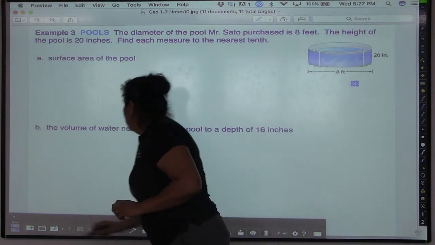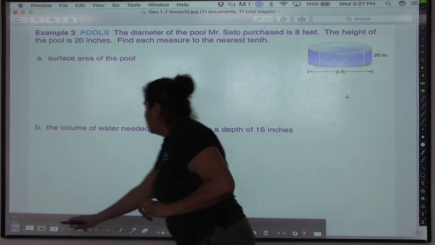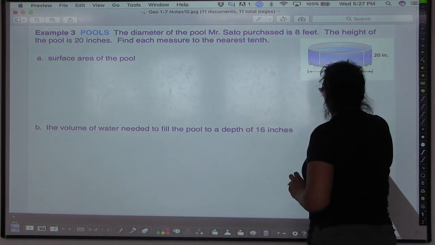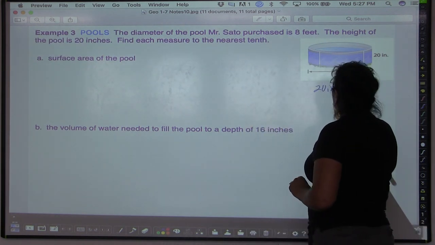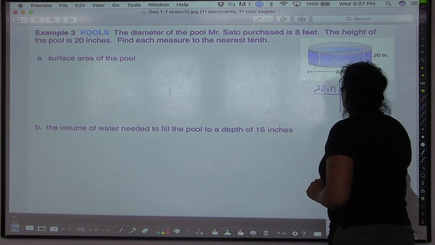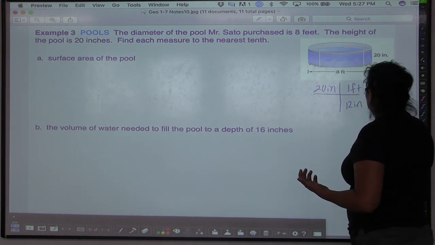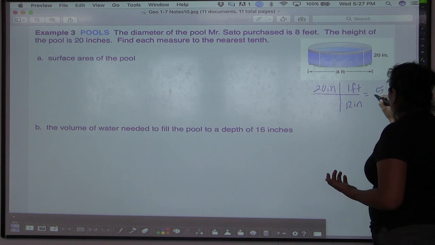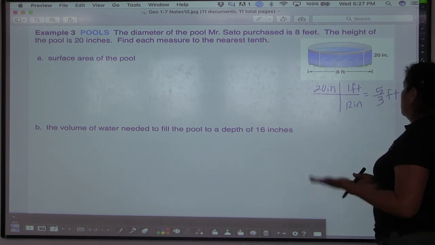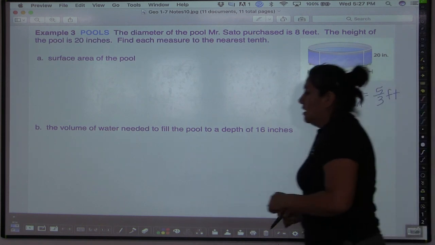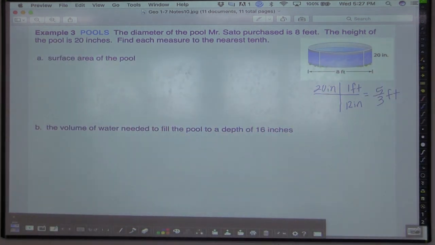So to do that, you're going to take 20 inches and convert it. So I know that there are 12 inches per foot. So it turns out that it's 5/3 feet. 20 inches is the equivalent of 5/3 feet. So using that measurement, we are going to do the problem.